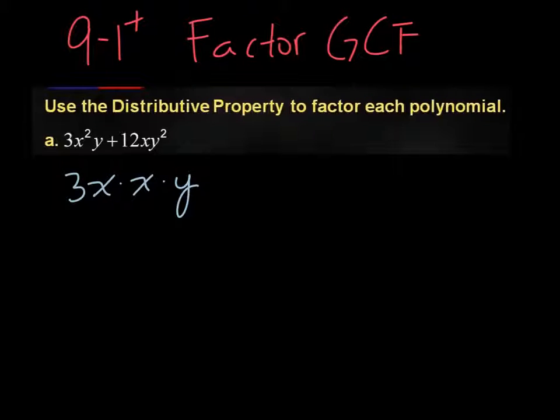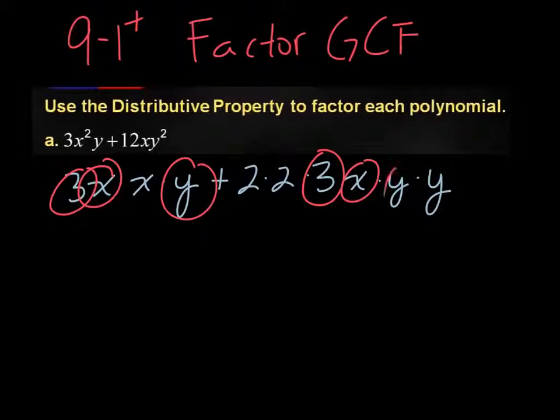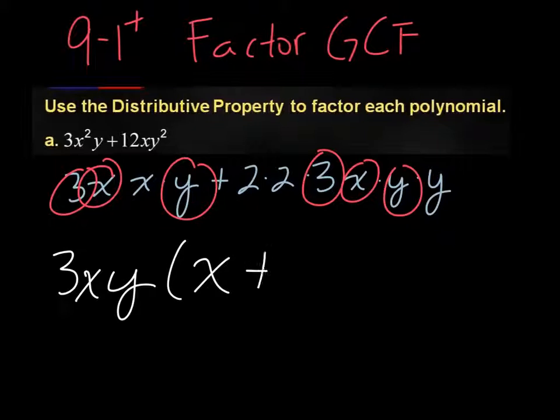So we'd have 3 times x times y plus 2 times 3 times x times y times y. Then we're going to go through and pick out our common factors. They both have a 3. They both have an x. And they both have a y. So my greatest common factor is 3xy. What I have left is x plus 4y.